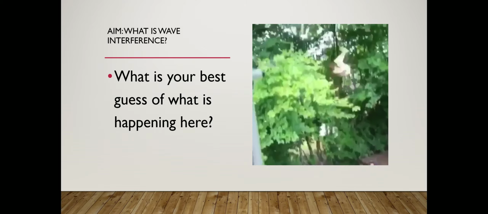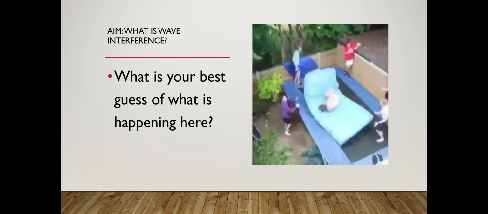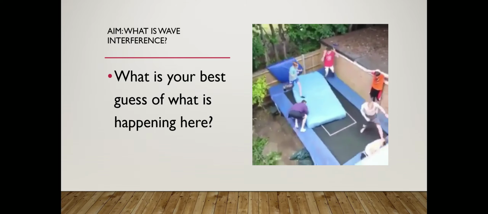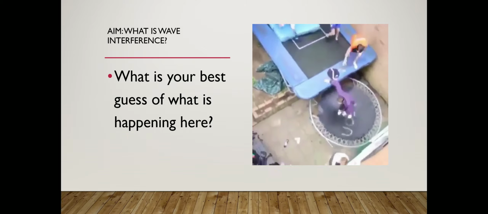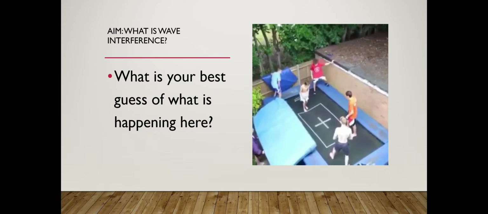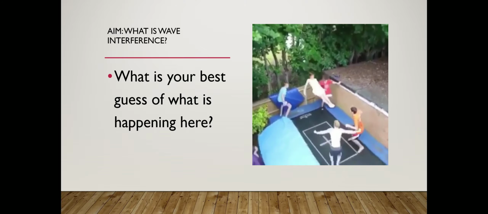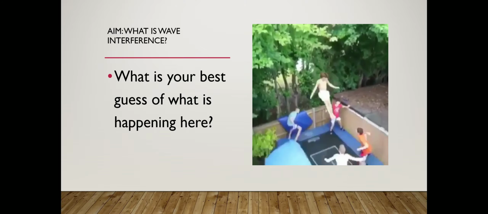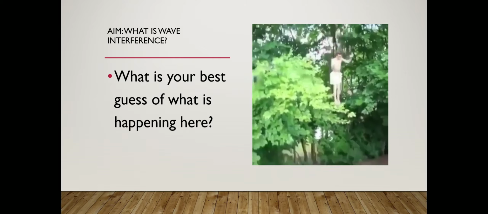The energy, which is the amplitude, right? The energy is the amplitude of a wave. Both the waves that the four boys are creating and the wave that the boy is creating when he falls down on the trampoline, that's an example of constructive interference.